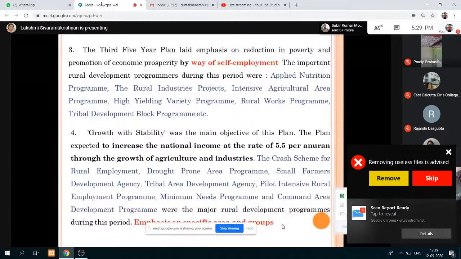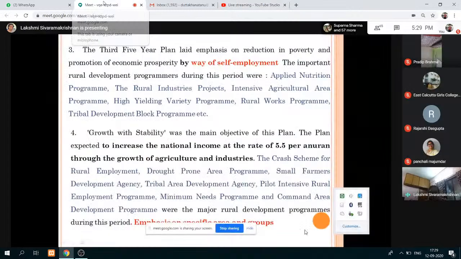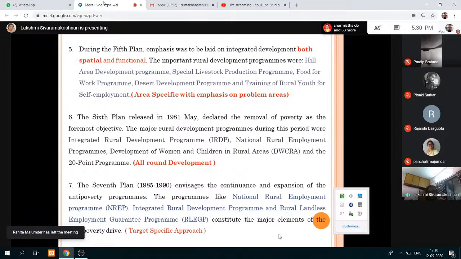In the fourth and fifth plans, emphasis was given to growth with stability. Now, over here, the emphasis was on specific areas and groups of people. That is, all areas of India are not developed equally. And another important component which was added over here was TRYSEM, that is training for self-employment. So again, the focus has been continuing since the third 5-year plan.